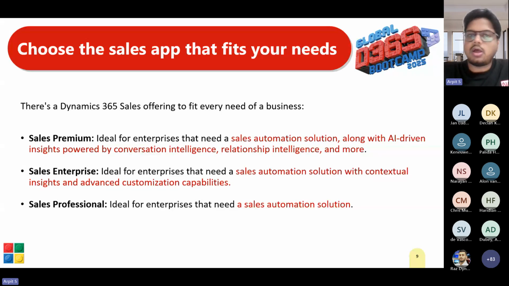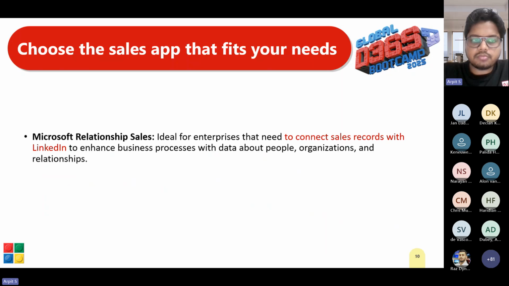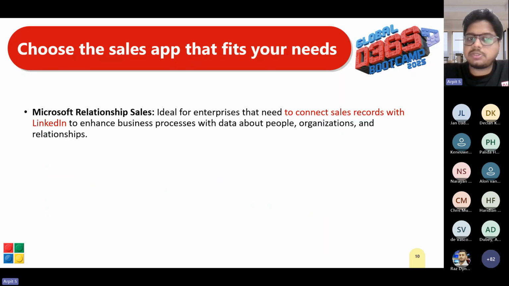If you have to put in some advanced customization along with some advanced contextual insight capabilities, then you can go with Sales Enterprise. But if you have to use some artificial intelligence features, relationship intelligence and all, then you can go with Premium. So Premium is costlier than Enterprise, and Enterprise is costlier than Professional. Okay, and the last two are, one is Microsoft Relationship Sales.